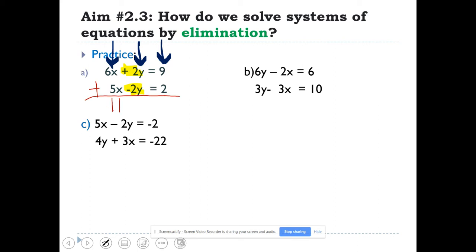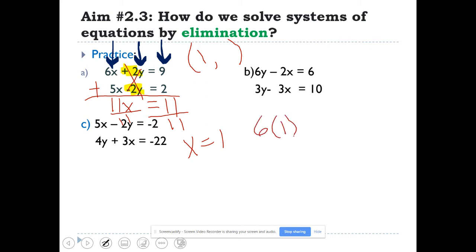6x plus 5x is 11x. These add to 0. 9 plus 2 is 11. Divide both sides by 11 to get x alone, and we get x is equal to 1. So that's the first part of our answer. Now I'm going to take this one, and I can pick either the top equation or the bottom equation. It doesn't matter, to plug it in for x to find y. I'm going to pick the top equation.